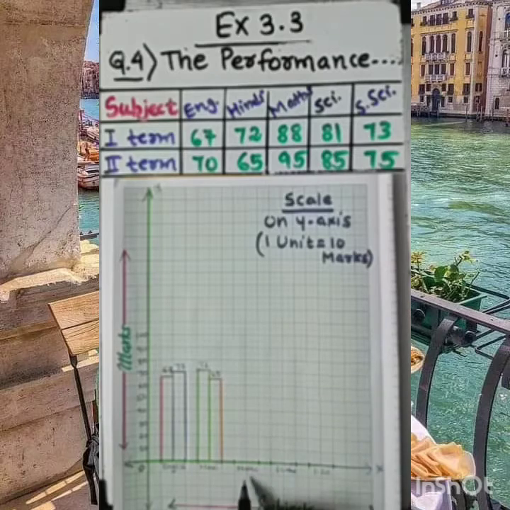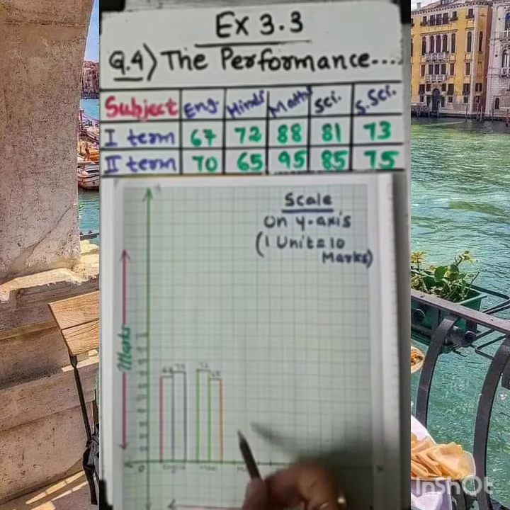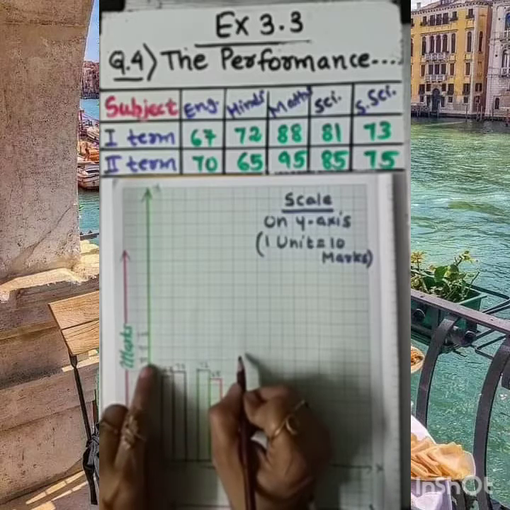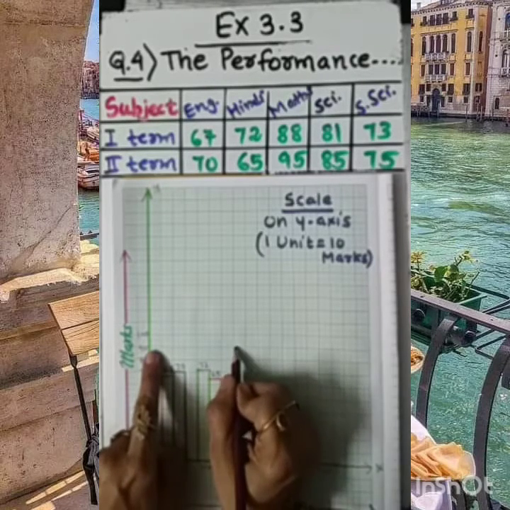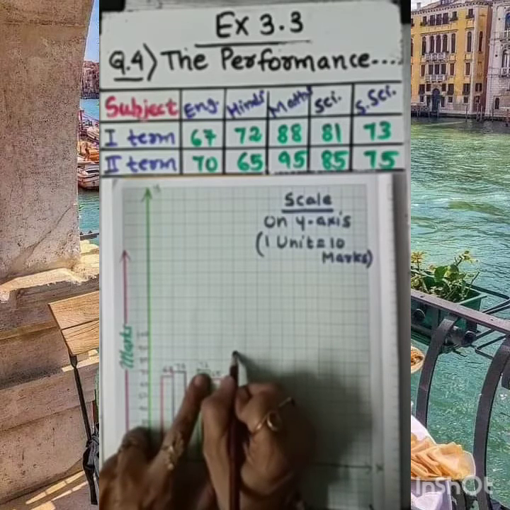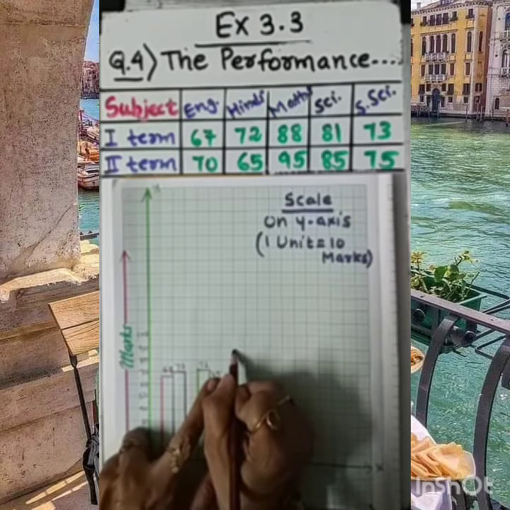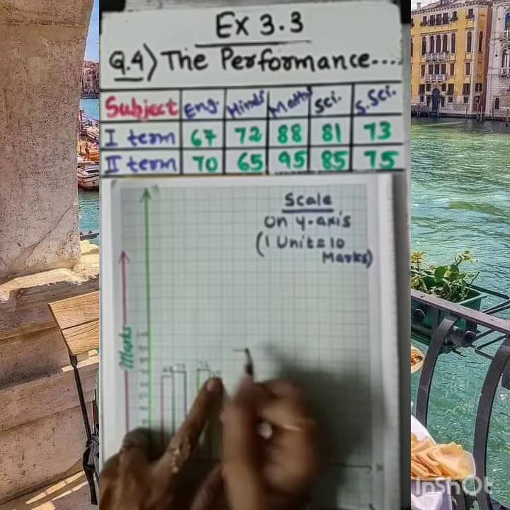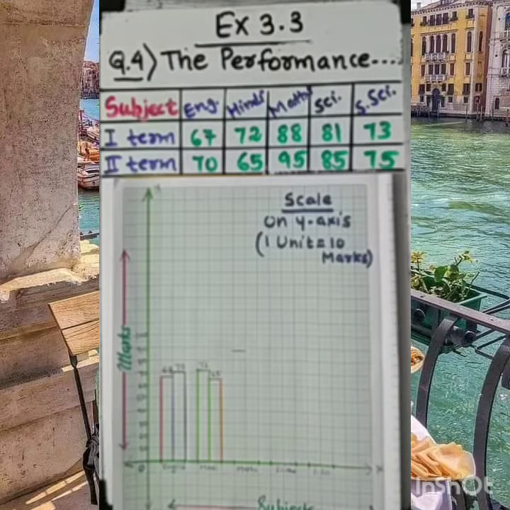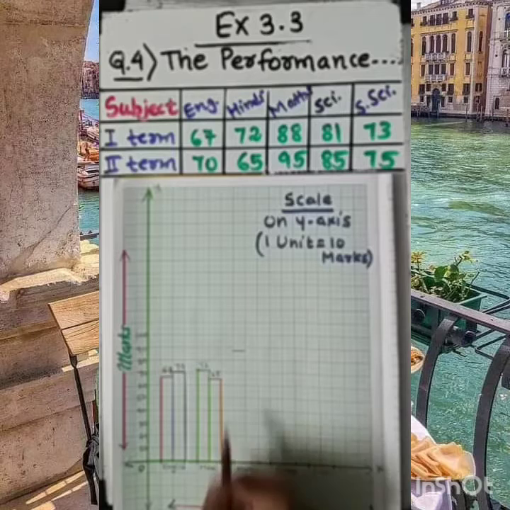Let's move with the math subject. 88. Where to locate 88? Just look at the screen. I can see 88 is here between 80 and 90. Here it is 80, this is 90. Between 80 and 90, immediately after 80, the eighth line is 88. Okay, that is 88.